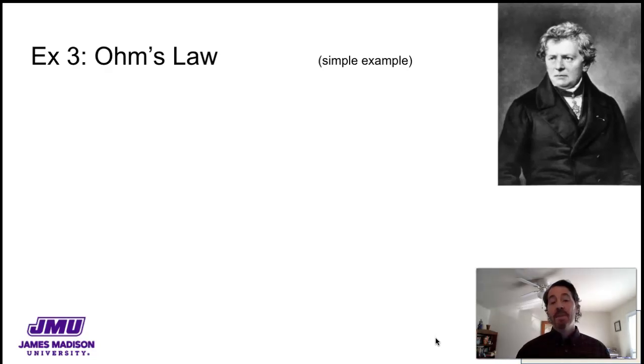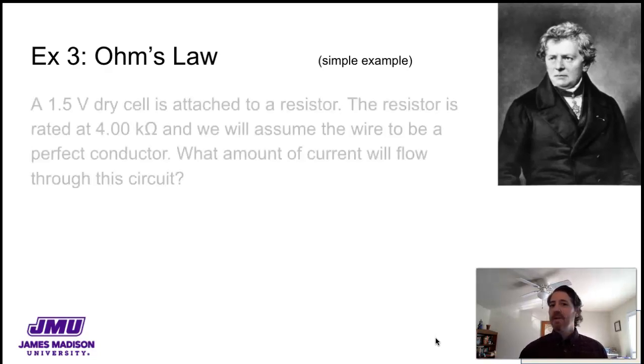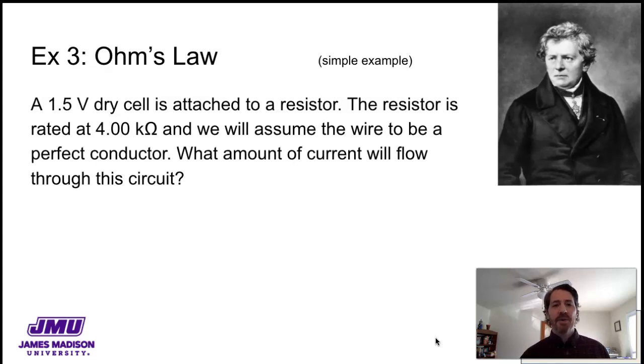Georg Ohm published Ohm's law sometime in the 1820s. And again, it relates the amount of current flowing through a material to the voltage that is provided to 2 different points in the material and the resistance in the material. So for example, the way it would be used is something like this. If a 1.5 volt dry cell is attached to a resistor, the resistor is rated at 4.00 kilo ohms, and we assume that the wire itself has no resistance. What is the amount of current that would flow through this circuit?